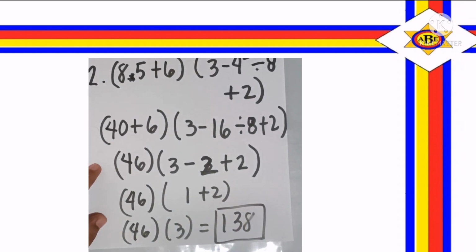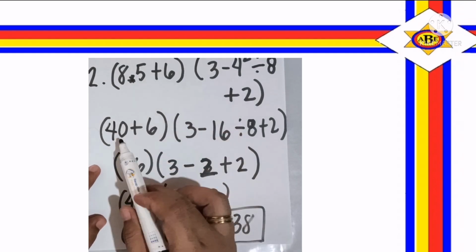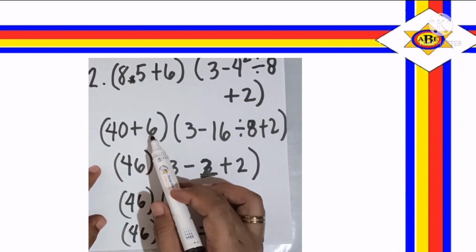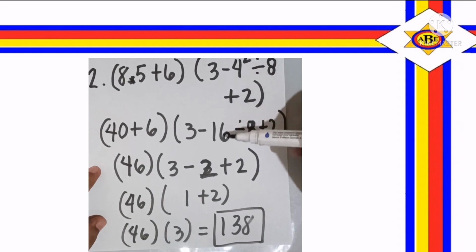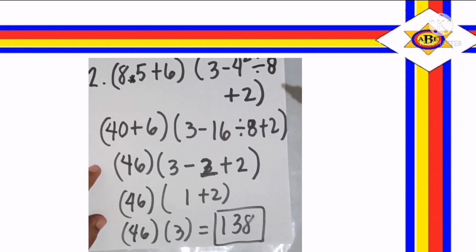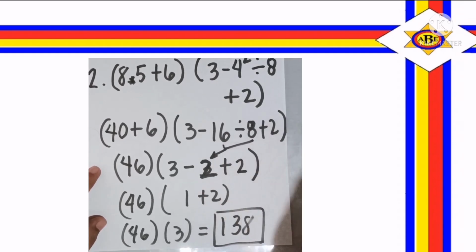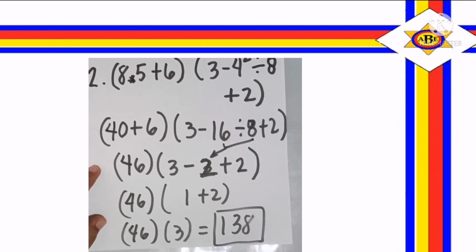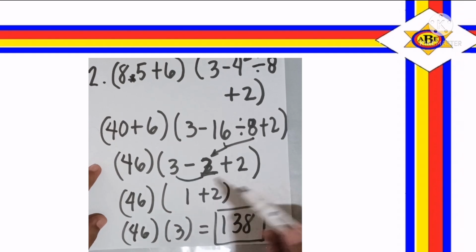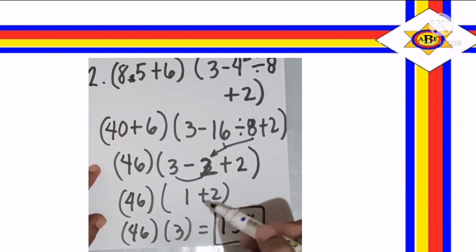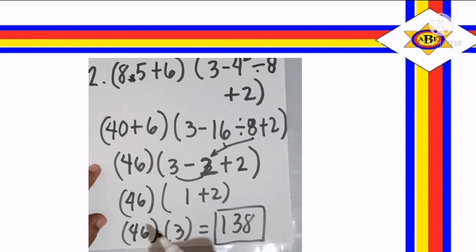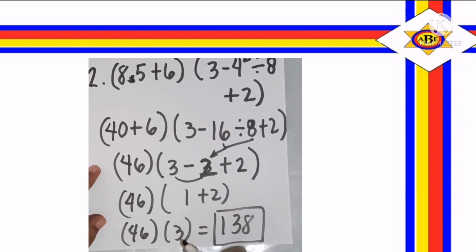Okay? So, recap. We divide this, we get 40. Copy the 6. Then, 4 times 4, 16. We copy everything. Then, we subtract this to get 2. So, 16 divided by 8, that's 2. Then, you subtract, you get 1. Copy the 2. Then, that's 3. Copy the 46. So, 46 times 3, 138. Positive because both of them are positive.